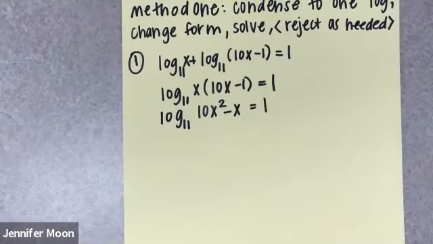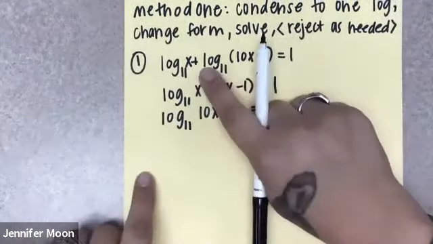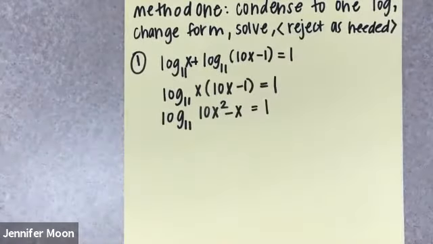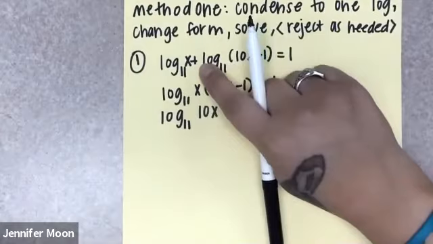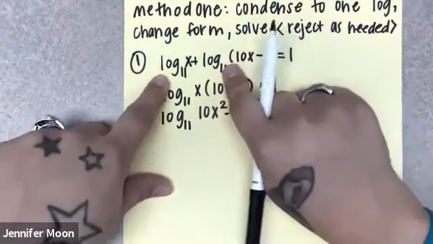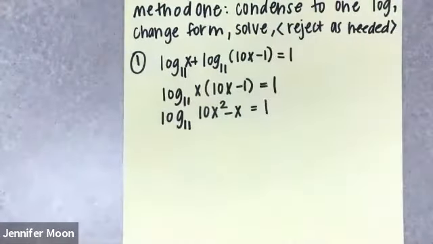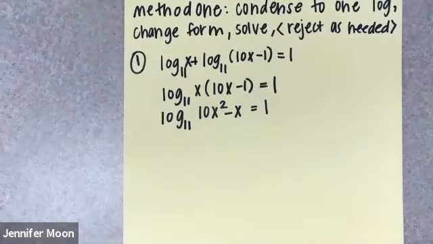I applied the property of the product rule. Because they were adding to each other, I can make it a multiplication problem and drop that operation of addition, and it gets rid of one of the logs because I'm combining it together. Like I'm making it smaller.